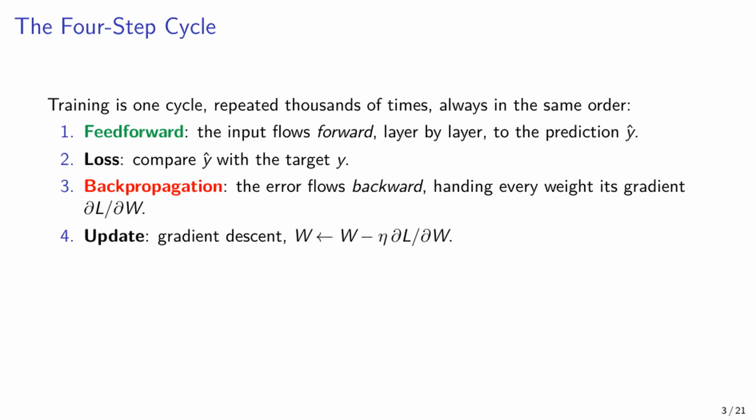Step 4 is the update. Gradient descent nudges every weight a little way downhill. The new weight is the old weight minus the learning rate times its gradient. 4 steps, 1 order every single time. If you remember nothing else, remember this: forward to predict, backward to learn.